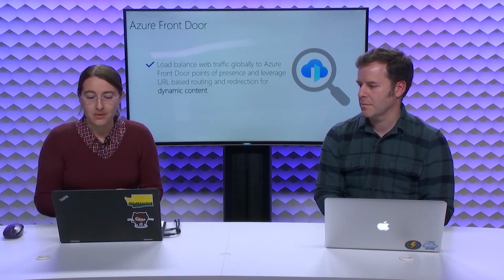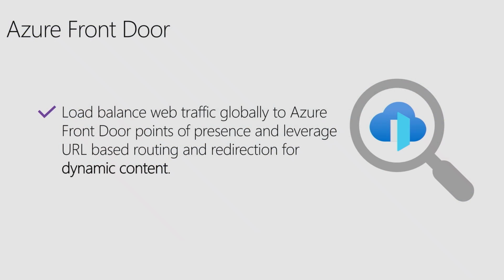Now, if you have something similar to this example where you have a lot of dynamic content, a mix of static and dynamic content, a good choice for that is Azure Front Door. Azure Front Door provides dynamic app acceleration, and it provides global load balancing with near real-time failover. It has points of presence that essentially allow you to achieve that low latency and fast delivery. And then it also allows you to leverage URL-based routing and redirection for dynamic content.